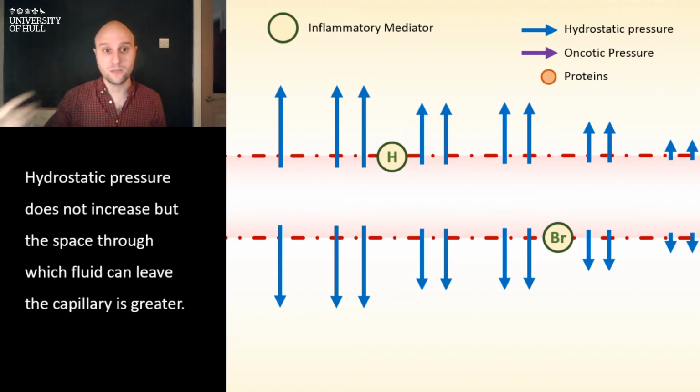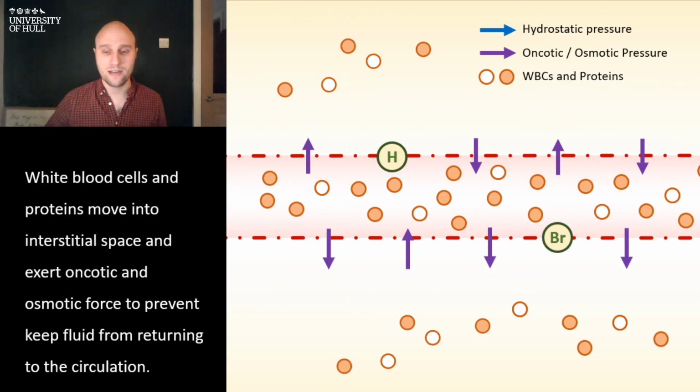So to go back to our diagram with all the arrows, it's not that there's a greater hydrostatic pressure all of a sudden, it's just that there are much larger holes through which the fluid can leave the blood vessel and enter the interstitium. Now, this is complicated by a second factor. One of the things that occurs during the inflammatory response is that you want white cells and proteins and all those helpful things to be able to get to the tissue to fight the infection. And that's part of the reason why the capillary becomes more permeable, to get those proteins out.